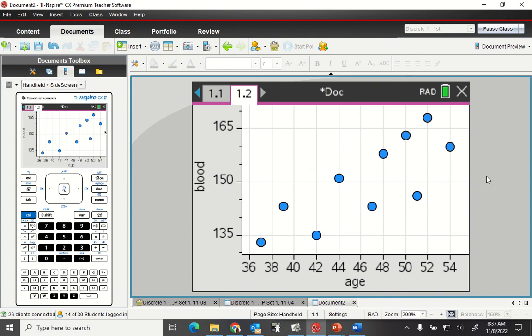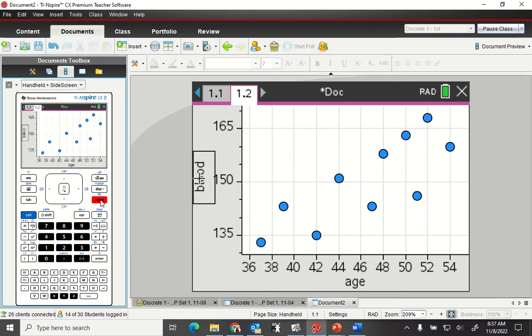We're running a little bit slow here. Looks neat, right? So now I have my data. Now let's try and figure out what the regression line is. Menu.